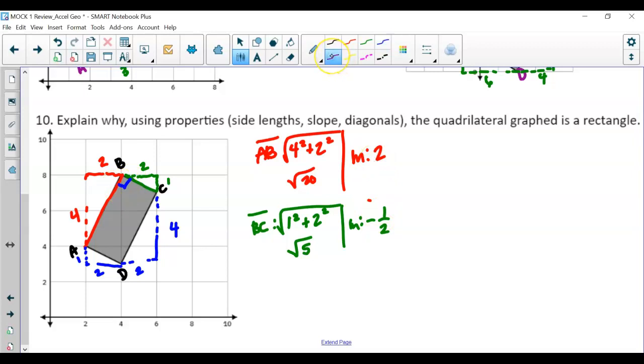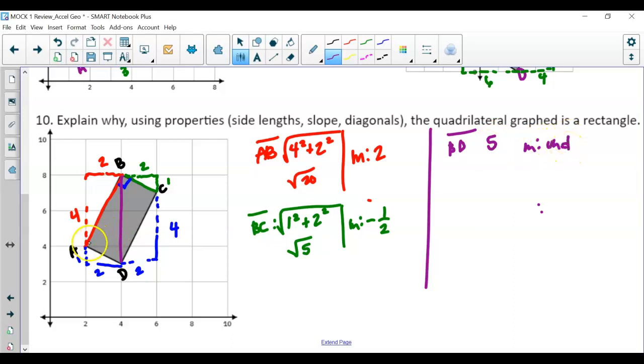Then another, just to be sure, the diagonal. So now we're going to focus on the diagonal BD. So BD, well here, that's just like counting because it's a vertical line. So 2, 4, 5. So BD has a length of 5, but the slope, because it's vertical, is undefined.